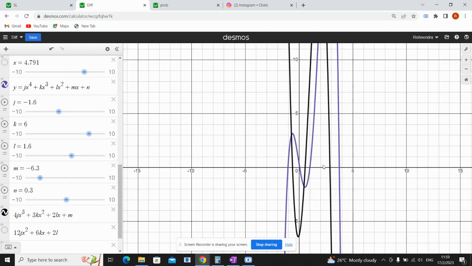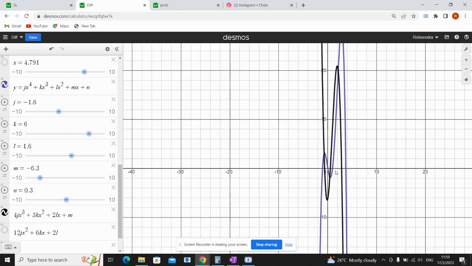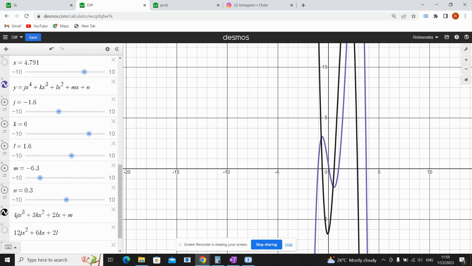When the black line is above zero, the graph is increasing. When the black line is below the x-axis, the purple line is decreasing. That's how this works. Now let me double differentiate this.